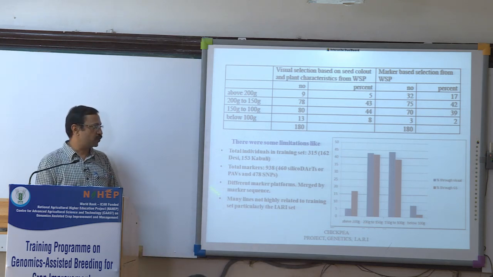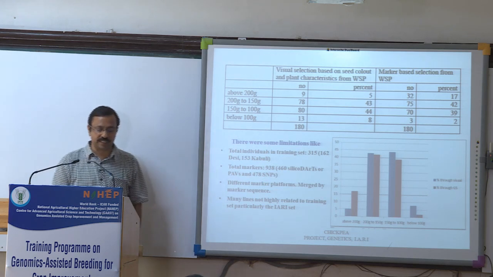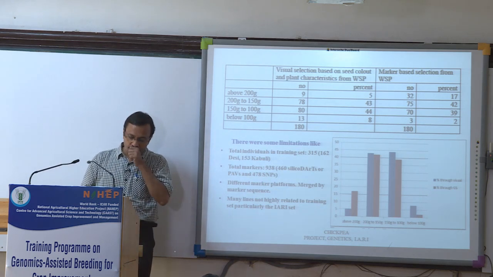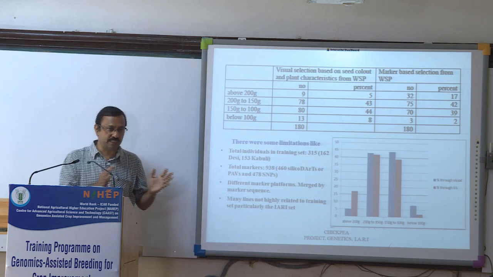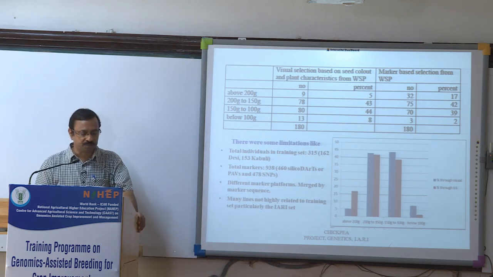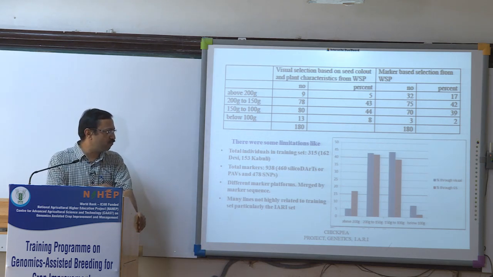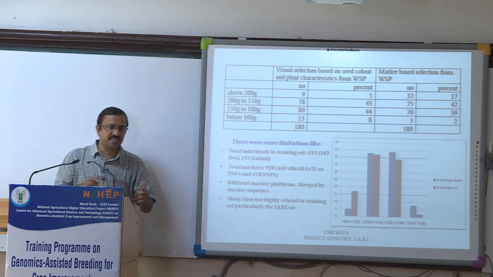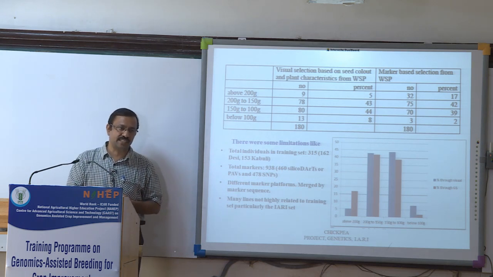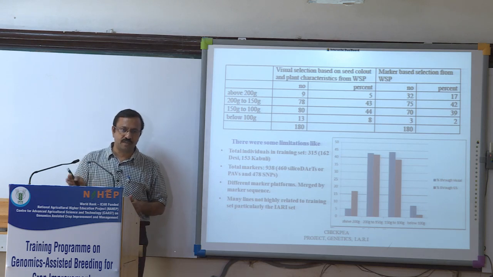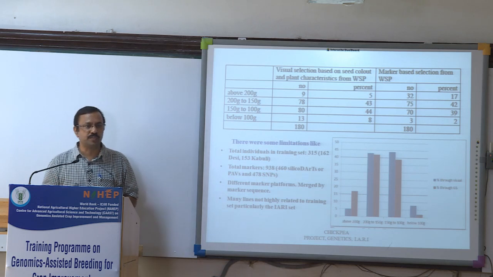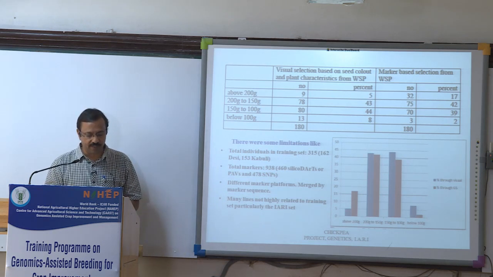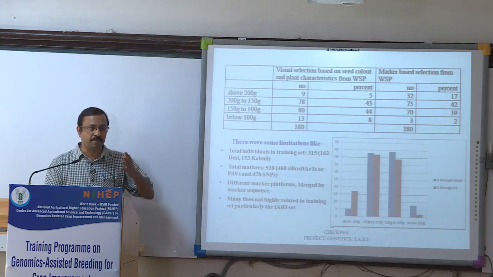And of course, we are trying to improve our prediction accuracy because we thought we will now use the Kabuli separate and the Desi separate. We have used different platforms for marker sequences. We have used the DART-seq, we have used GBS and all. Now we are thinking that we will use the Affymetrix chips.